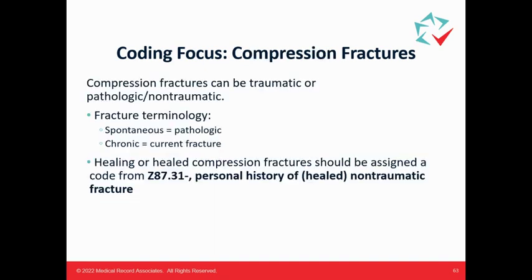And compression fractures is a big one too. We want to be really careful that we're coding them as spontaneous or chronic, okay? Spontaneous is pathologic. Chronic equals a current fracture, okay? So healing or old compression fractures should be assigned a code from Z87.31, personal history of healed non-traumatic fracture, okay? So you've got to be really careful on that.